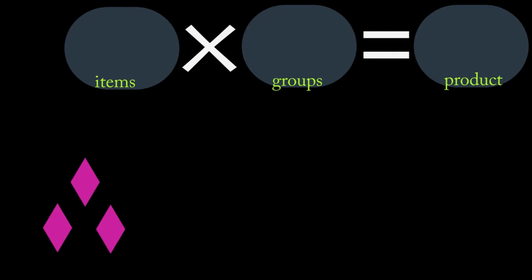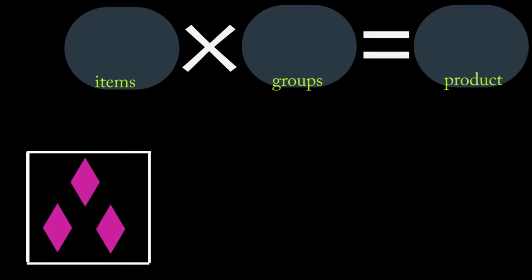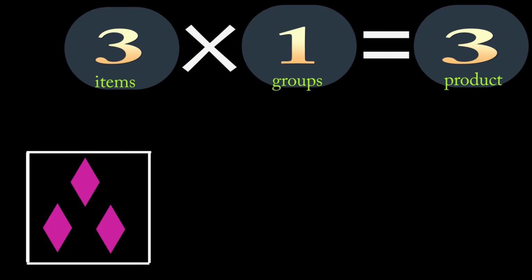These three rhombuses are going to help us learn to multiply by 1. One way you can think about multiplication is as numbers of items in groups. In this case, we have 3 rhombuses, or 3 items, in one group. And one group of 3, 1 times 3, equals 3. Your total number of items is 3.